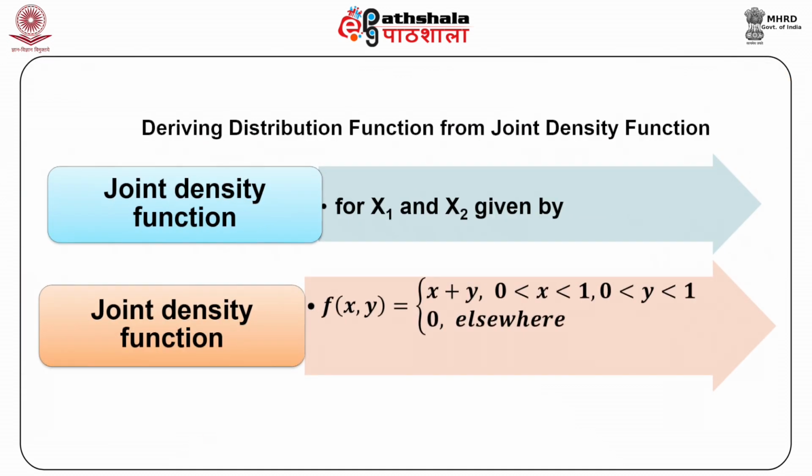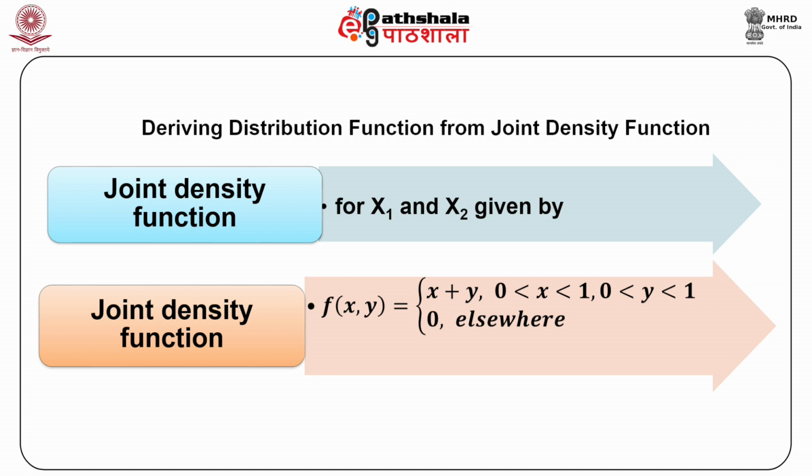Deriving a distribution function from a joint density function. Consider a joint density function for x1 and x2 given by f(x, y) equal to x plus y, where x is greater than 0 and less than 1, and y is greater than 0 and less than 1; it is 0 elsewhere. With the given assumption, the function has a positive value in the square bounded by the horizontal and vertical axes in the first quadrant, with its four corner points being (0, 0), (0, 1), (1, 0), (1, 1). It is 0 elsewhere.